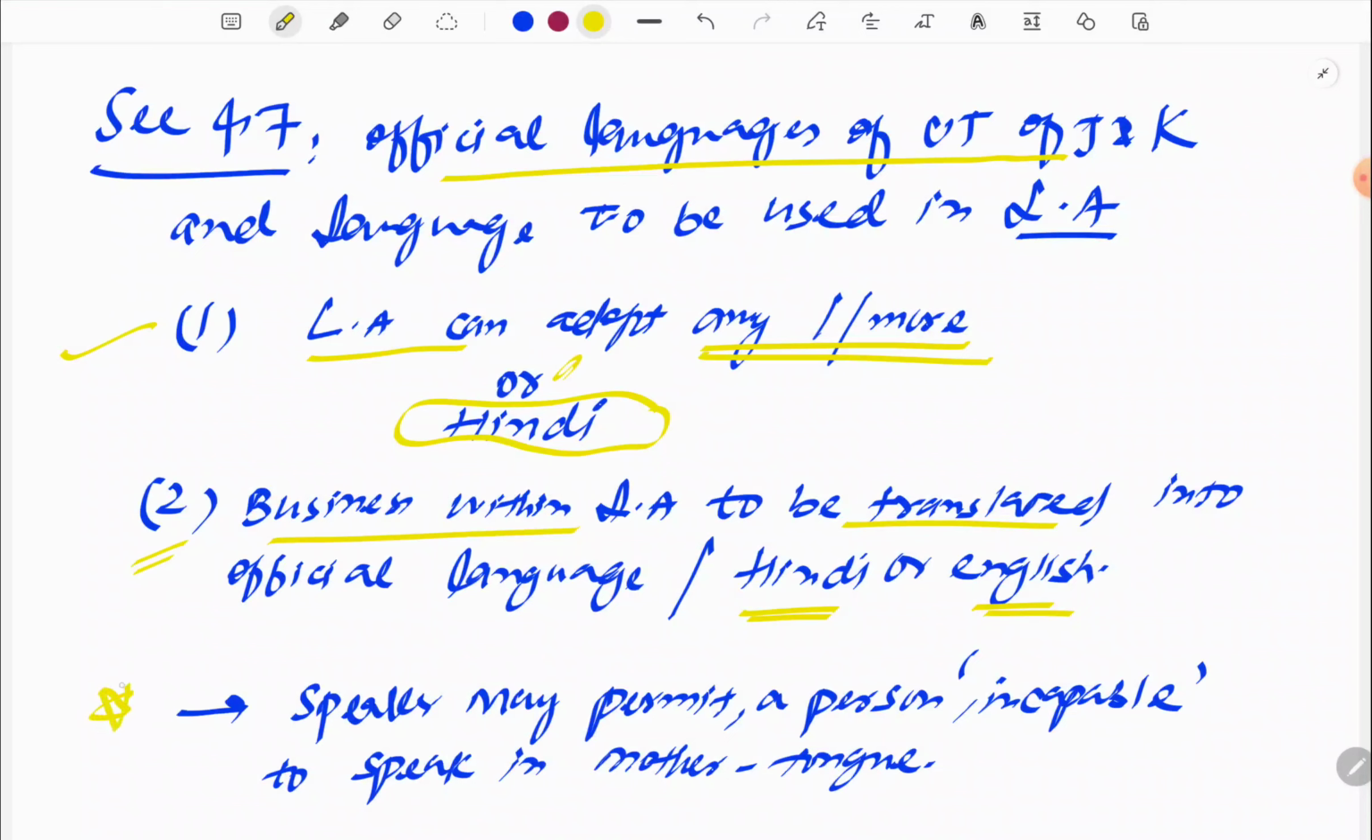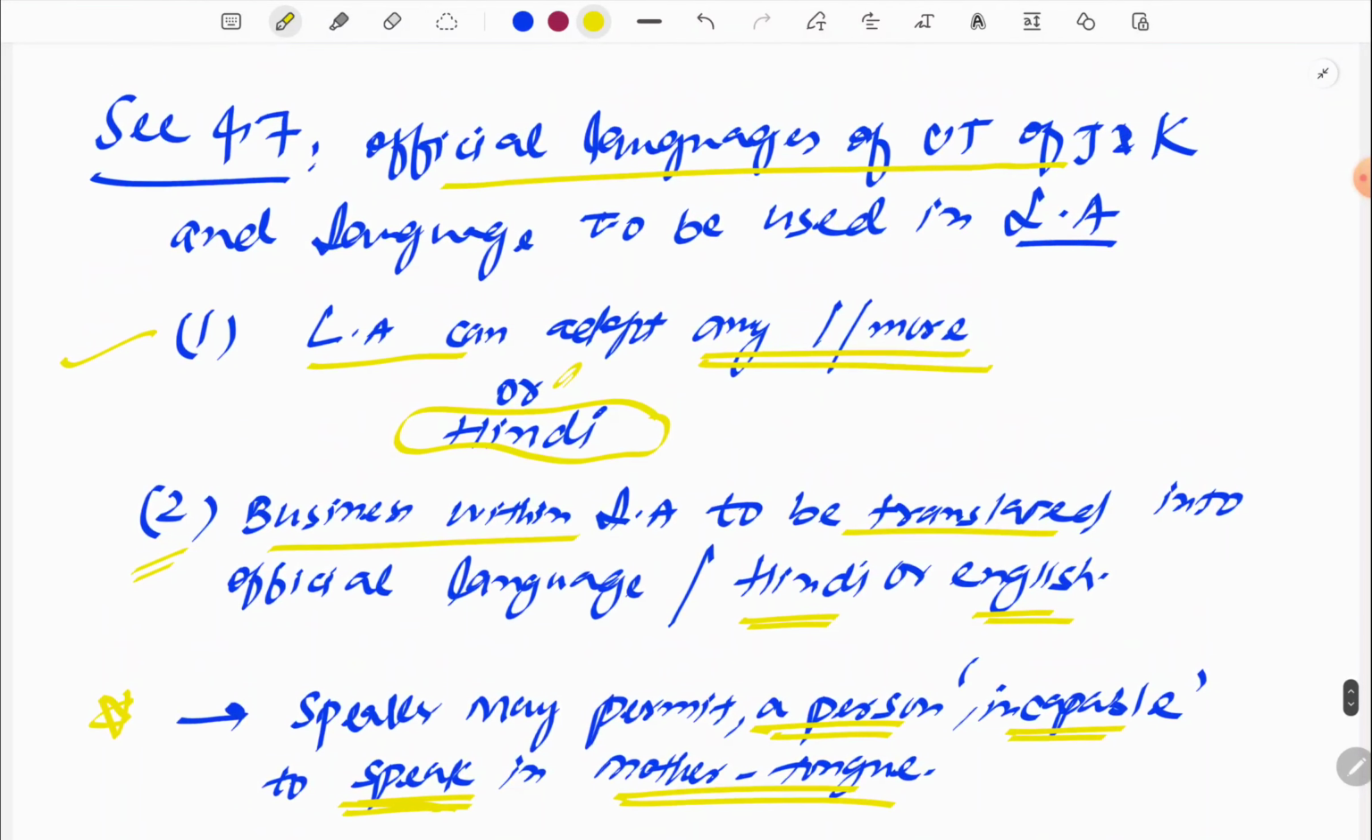But there is an exception: if a person is incapable of speaking those languages, then the speaker of the legislative assembly may permit that person to speak in the mother tongue. So that's section 47 about the language.